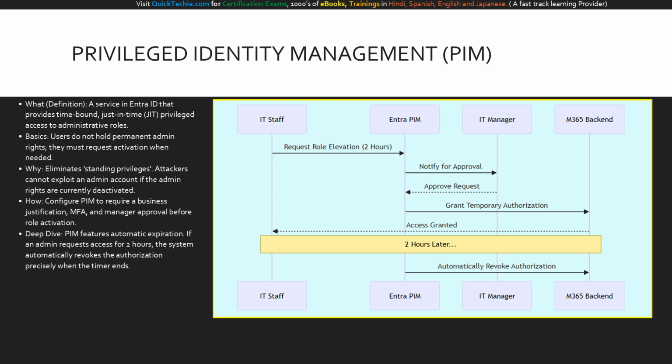Let's trace the PIM workflow using this sequence diagram. The IT staff member initiates the process by requesting a temporary role elevation from Entra PIM. PIM suspends the request and notifies the IT manager. Once the manager provides human approval, PIM signals the M365 backend to grant the temporary authorization. The IT staff member completes their work. Notice the automated action at the bottom. Exactly 2 hours later, PIM intervenes and automatically revokes the authorization from the backend system. The security perimeter rebuilds itself without any human intervention.